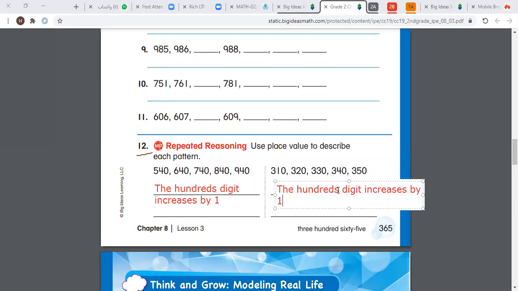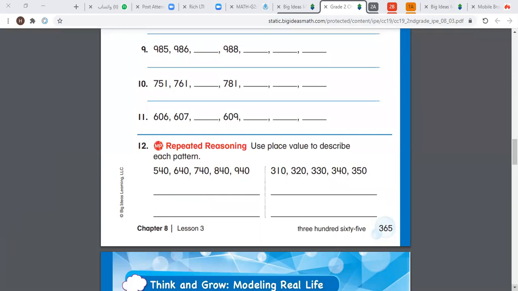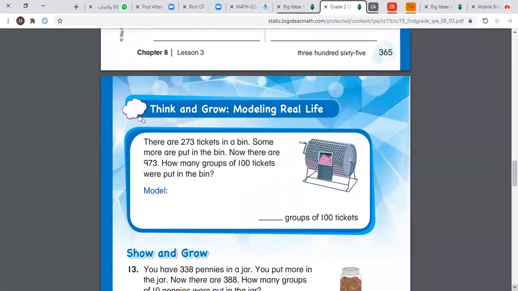So the tens digit increases by 1. Right here, the tens digit increases by 1. Write like this, please: the tens digit increases by 1. We have here 10, 20, 30, 40, 50. So the pattern is the tens digit increases by 1. Now let's answer the next question. I move to the next page to answer the next question, but I want to thank the super boy Tamim Saad.